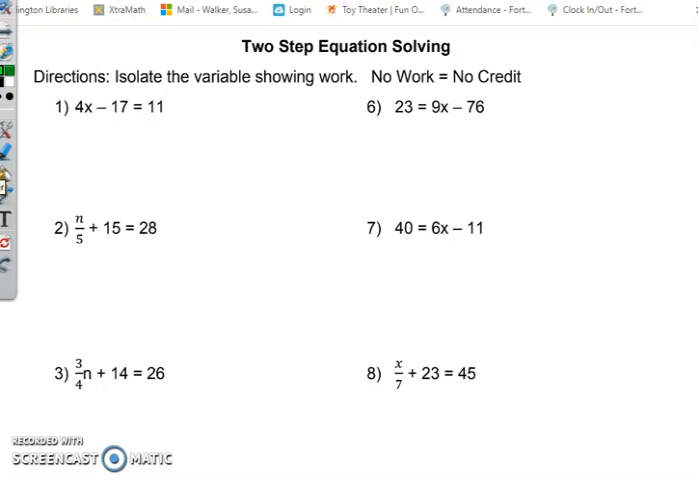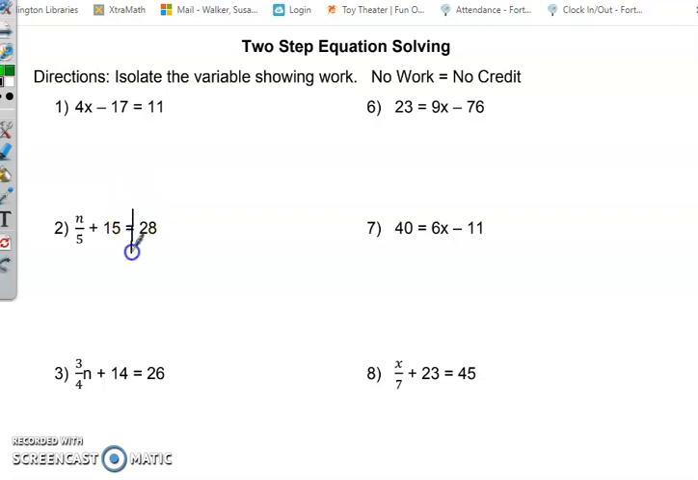Everyone, we are working on two-step equation solving. I'm not going to do all of these, but I am going to get you started on a few. On one of them, I'll take you to the last step, but you have to finish it up. So hopefully we remember that the purpose for solving an equation is to get the variable by itself. So I'm actually going to start over here with number 2.